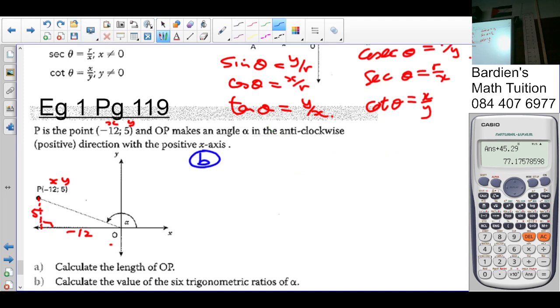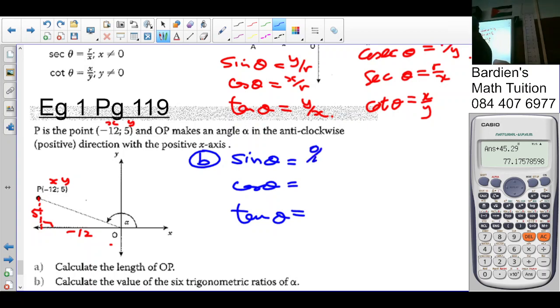So the six trigonometric ratios are sine, cos, and tan. They mean nothing without the angles. So what does sine stand for? Opposite over hypotenuse. Or you could have written it as y over r, x over r, and y over x. You could have written it like that as well.